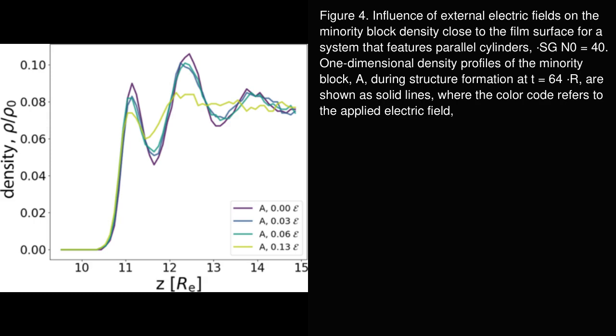As a result, applying an electric field notably reduces the amplitude of this surface density peak in a nonlinear manner, consistent with the known quadratic dependence of the dielectrophoretic force on the field strength. These results imply that the electric field disrupts the formation of the surface minority block layer responsible for parallel cylinder orientation, thereby favoring perpendicular cylinder alignment.